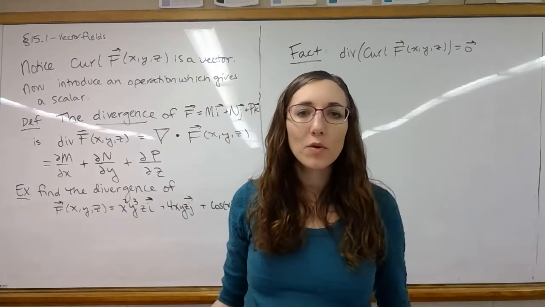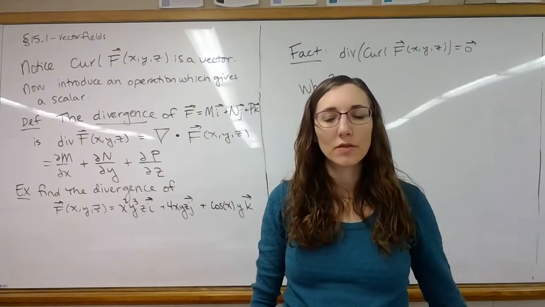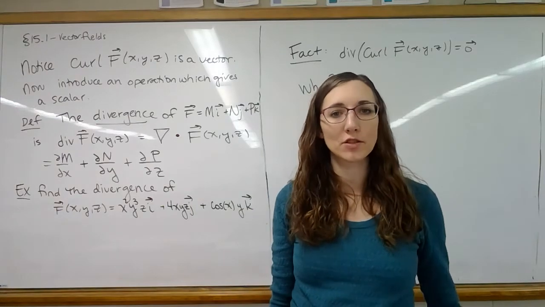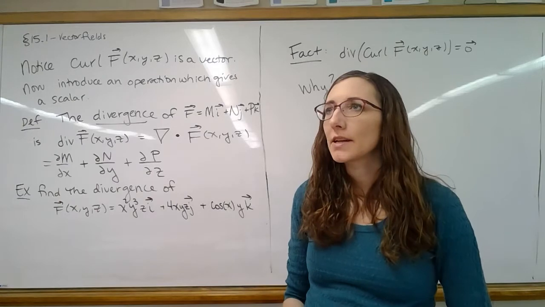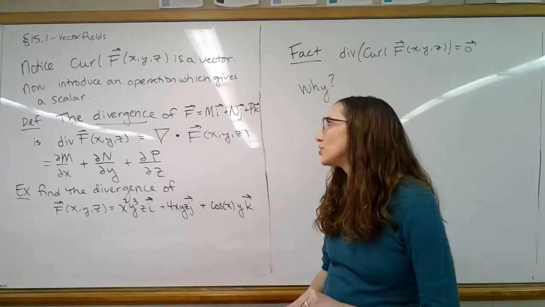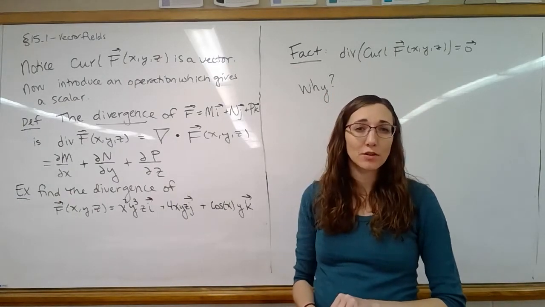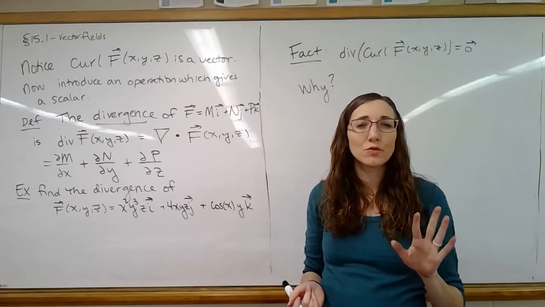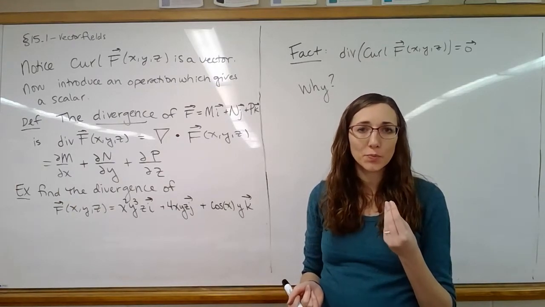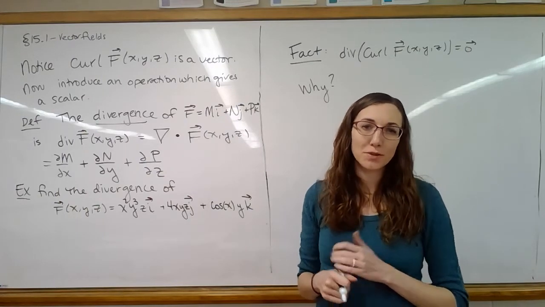All right, so we've got one more operation that we're going to introduce. If we think about it, the curl of a vector field outputs another vector. Let's look at an operation that's going to output instead a scalar function. And it kind of makes sense. We looked at the curl, used sort of this concept with the cross product. Now we're going to look at a concept with the dot product.